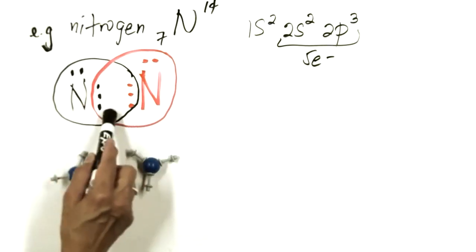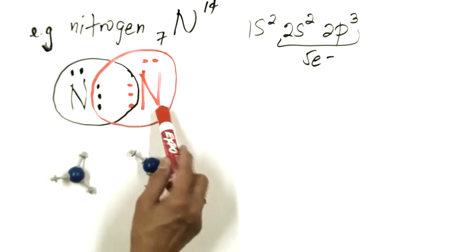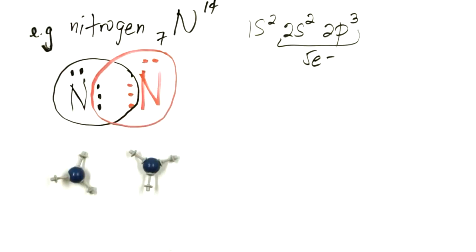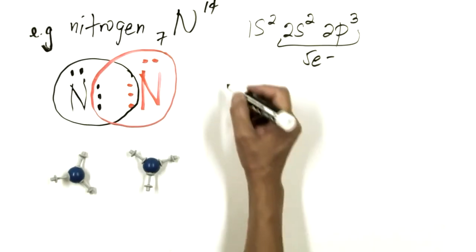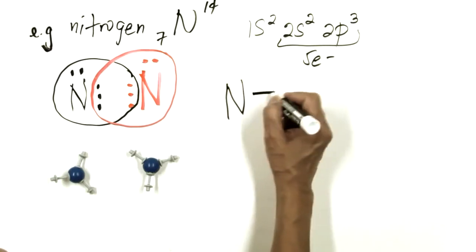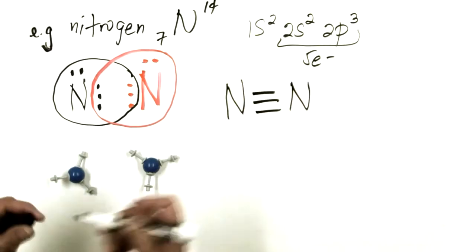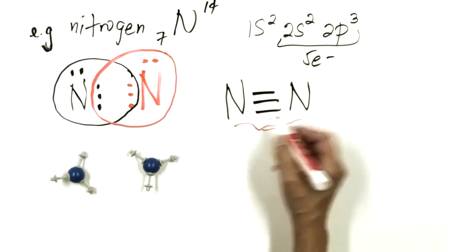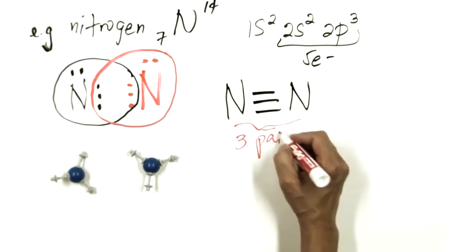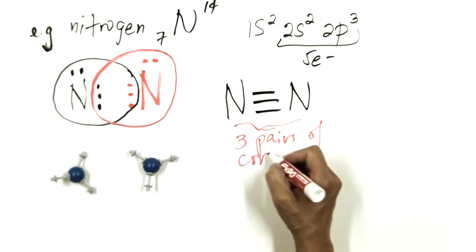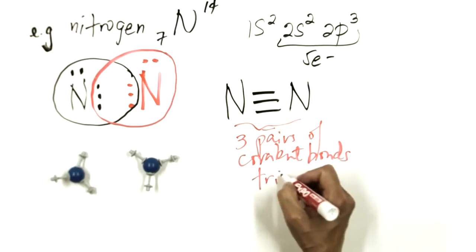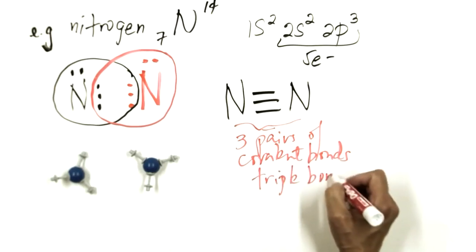So notice that this nitrogen will have 2, 4, 6, 8 electrons. This nitrogen atom will also have 2, 4, 6, 8 electrons. So both of them will become stable. If we were to redraw this structure, it will be an N triple bond N, showing that they are sharing 3 pairs of electrons. So we have right here 3 pairs of covalent bonds. And we call this your triple bond, right?